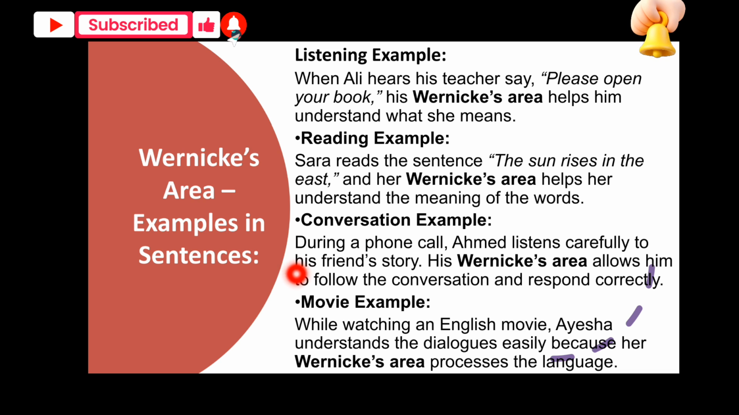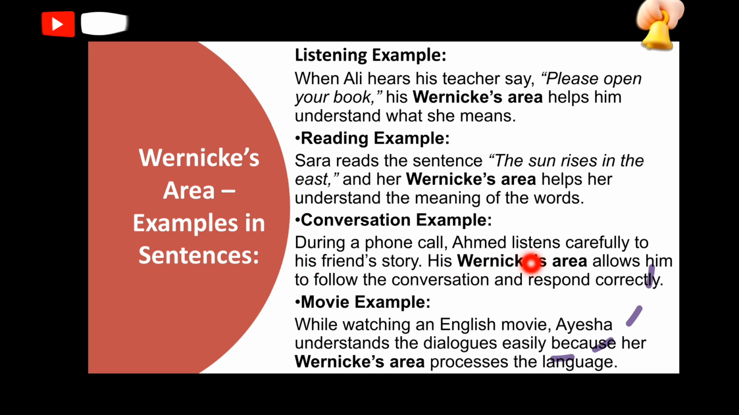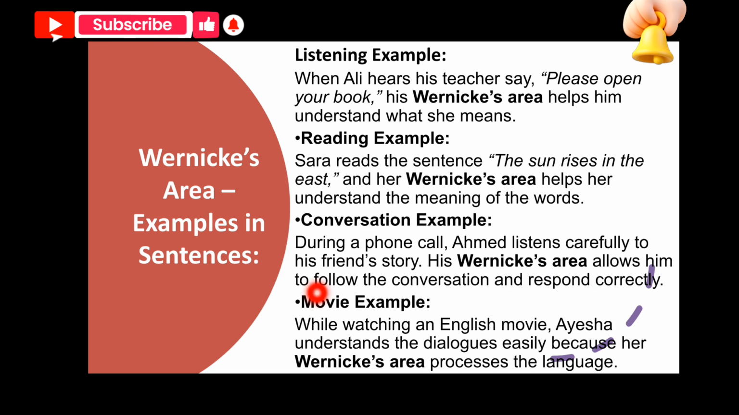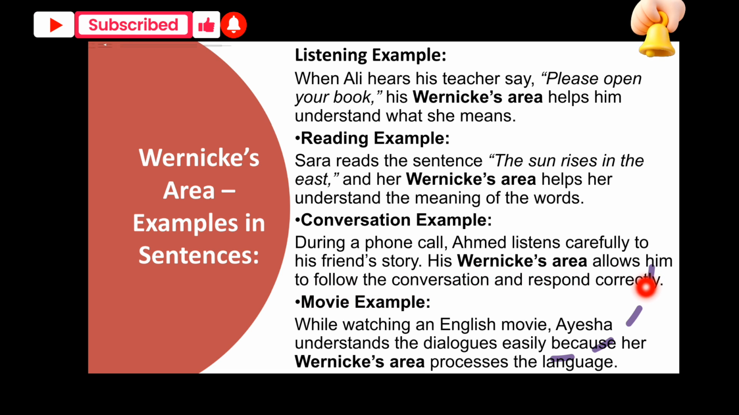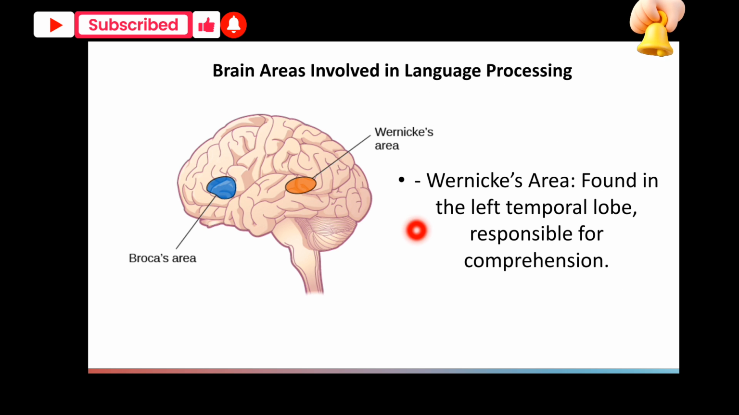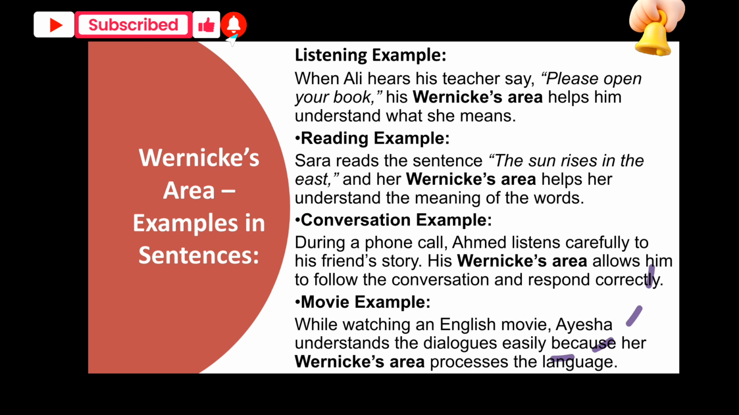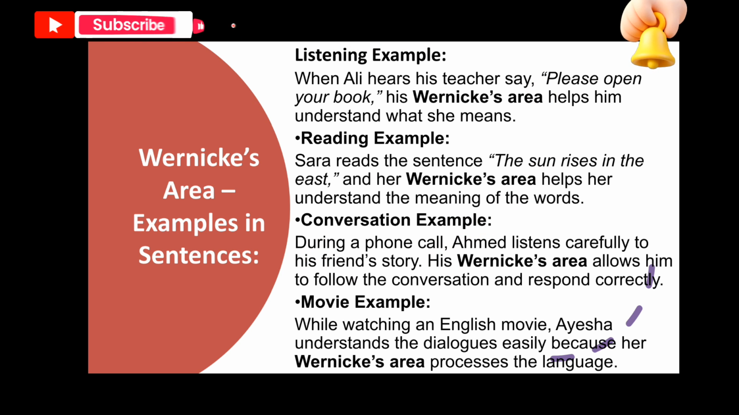Conversation example: during a phone call, Ahmad listens carefully to his friend's story. His Wernicke's area allows him to follow the conversation and respond correctly. An example from a movie: while watching an English movie, Aisha understands the dialogue easily because her Wernicke's area processes the language. And if this part of your brain is damaged, then you won't comprehend. If you read something or someone says something to you, you will have an issue if your Wernicke's area is damaged.